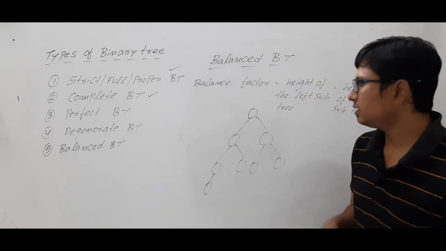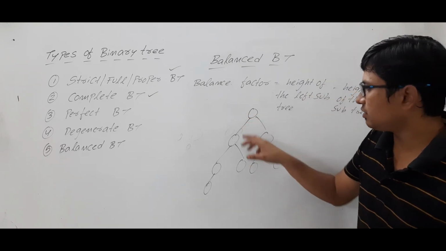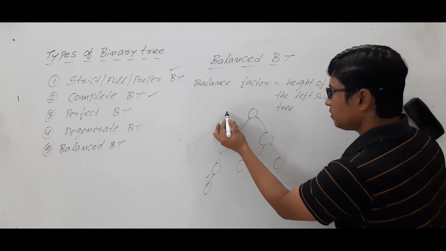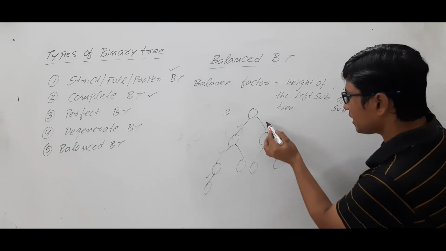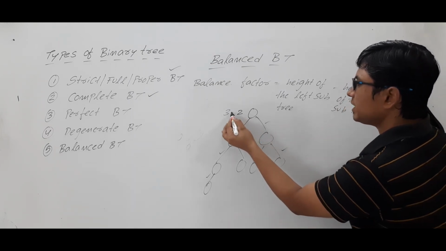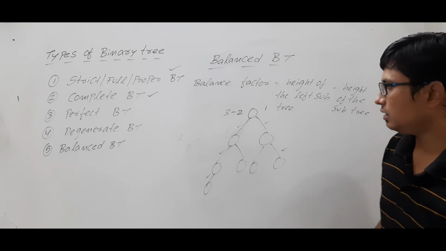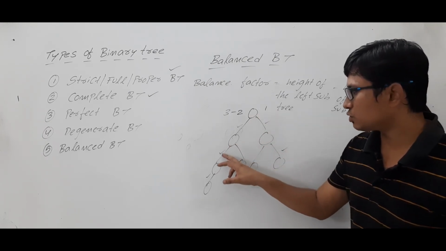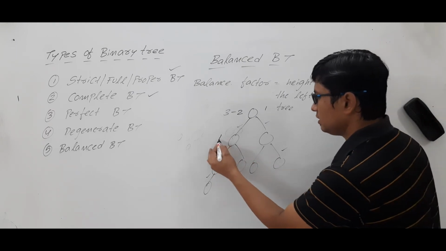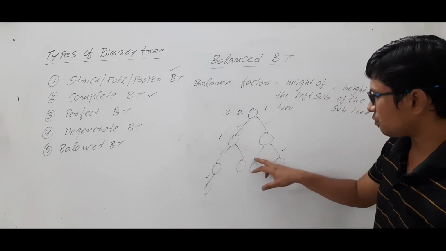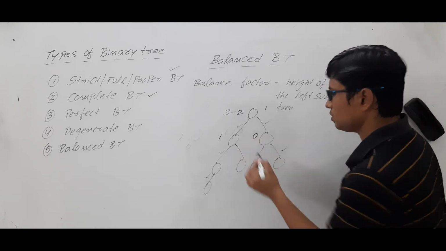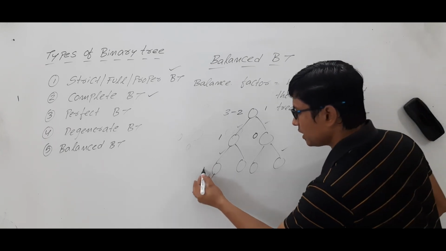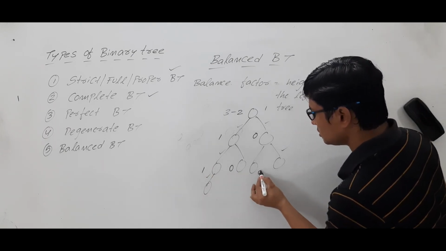Suppose let's take this. The balance factor of this node: height of the left subtree is 1, 2, 3. So height of the left subtree is 3, height of the right subtree is 2. So 3 minus 2 is equal to 1. So the balance factor of this root node is 1. The balance factor of this one is 2 minus 1, which is 1. And the balance factor of this one is 1 minus 1, which is equal to 0. And the balance factor of this node is 1 minus 0, which is 1, and these will be 0, 0, 0, 0.